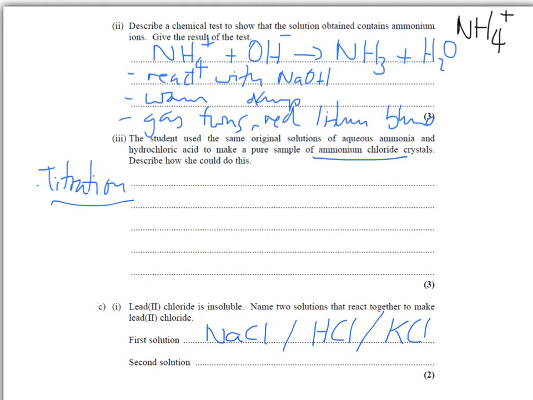And then you need to come up with something that contains lead ions, which is also water soluble, and probably in your lessons you'd have seen lead nitrate used to make your insoluble lead compounds. So the lead nitrate supplies the lead, sodium chloride will supply the chloride.